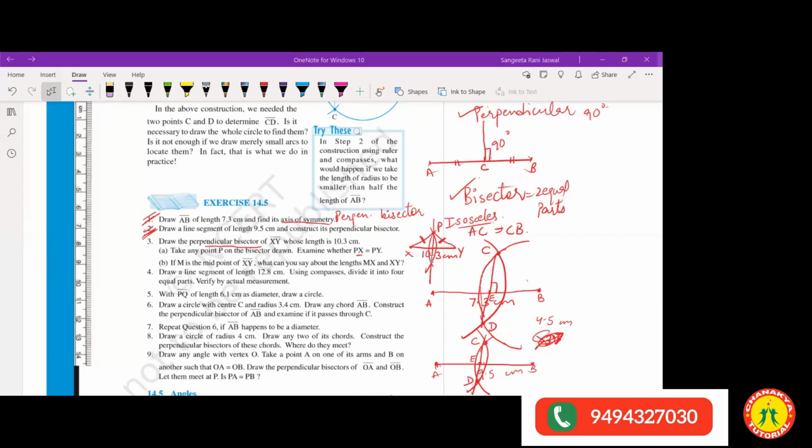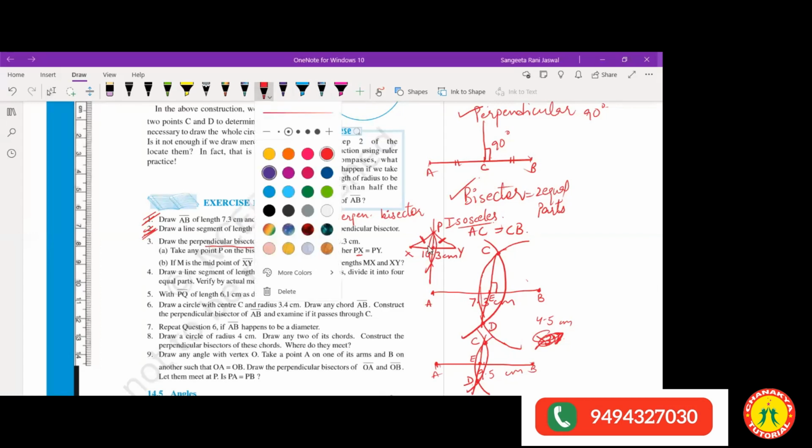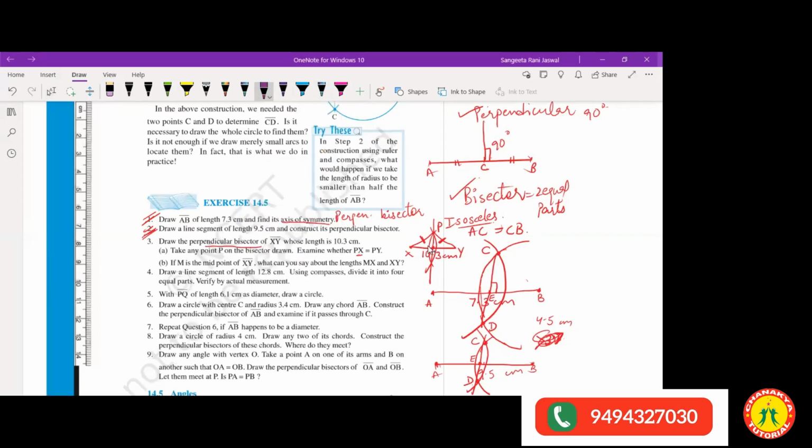See, the next part of this is if M is the midpoint of XY. Where the perpendicular bisector is intersecting line XY, you mark that point as M. I'm marking this as M with a different color. Okay, you got it now? Can everyone see? Yes, ma'am, we can see.